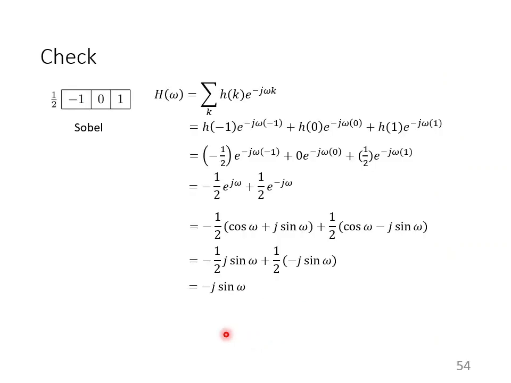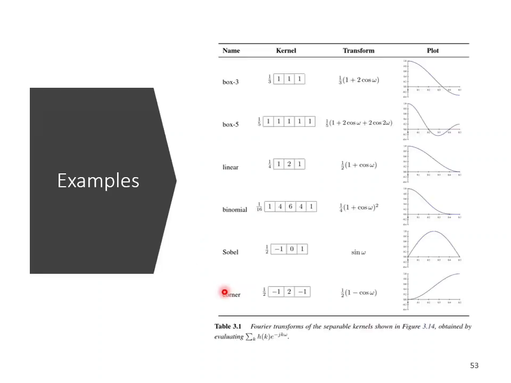Okay, if we follow the author's equation, the result will be: h(k) when k is -1 is negative half, and when k is 0, the value is 0. And when k is 1, h(k) is half, right? So we combine the three terms together. Because this is 0, we remove this term. And we get the summation of this. When we expand the exponential into sine and cosine, because this is negative, this is cosine omega minus j sine omega. And then we remove the cosine term because this one is negative but this one is positive. So we combine the two terms and get the final result. So take a look at this, right?